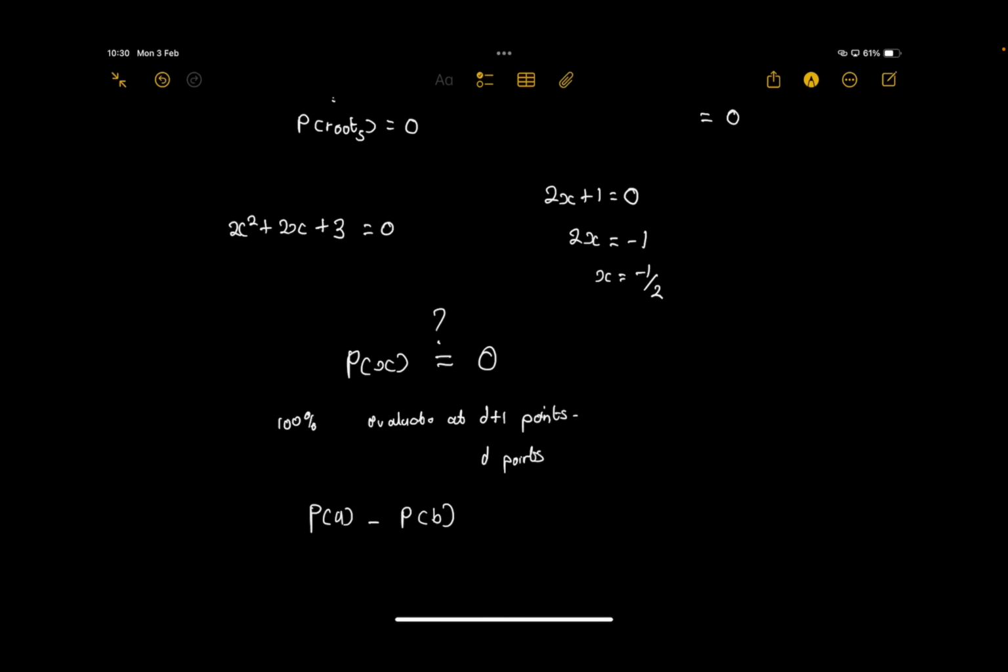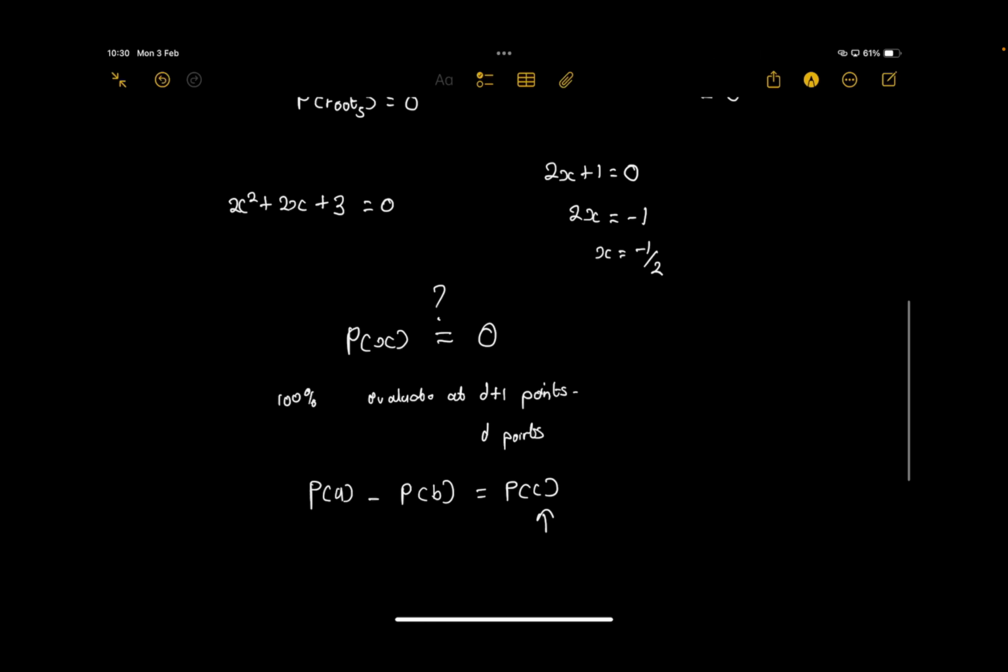All you need to do is just subtract. So when you subtract, you're going to get a new polynomial, let's say p of c. Now, if this p of c is 0, then that means the two polynomials are the same. But if p of c is not 0, it means that the two polynomials must have been different.